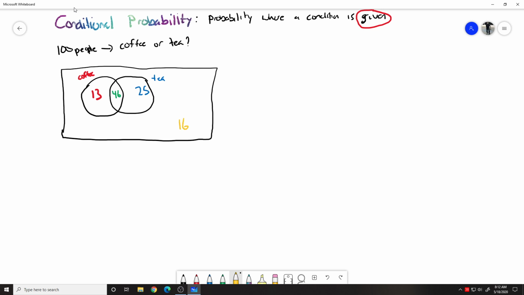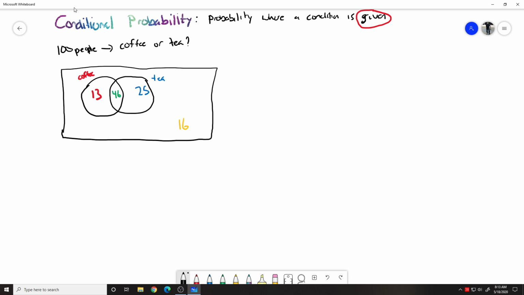So I want you to take a second and think about, who are these 16 people? What does this number mean right here? Well, these are the people that were asked the question, do you like coffee or tea? And they said, I don't like either. That's these 16 people here.